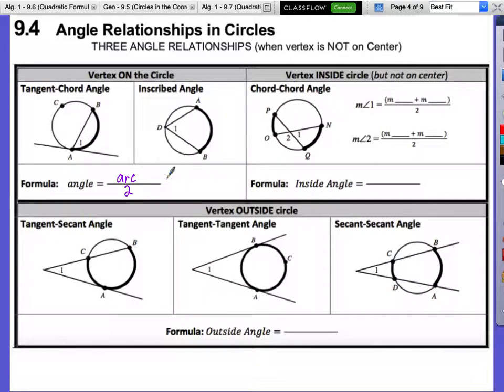That'll be the case. So whether it's inscribed, the vertex is right here, or it's a tangent and a chord, and we have the vertex at point A, and we're looking at angle 1, then that will be half the arc as well.